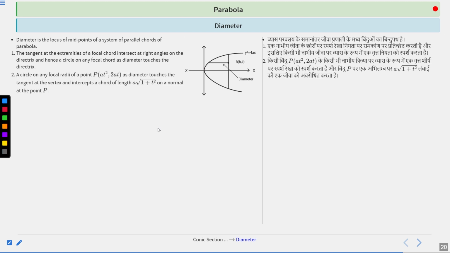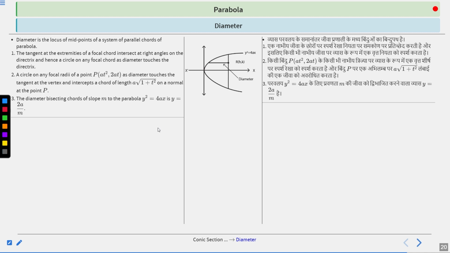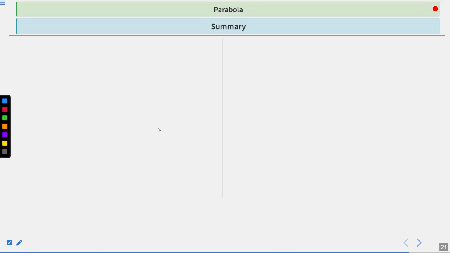Next, a circle on any focal radius of a parabola, of a point P (at square, 2at), as diameter touches the tangent at the vertex and intercepts a chord of length a root over 1 plus t square on the normal at point P, right? The diameter bisecting the chords of slope m of the parabola y square is equal to 4ax is basically y is equal to 2a by m. You have to remember this. Clear? Okay.